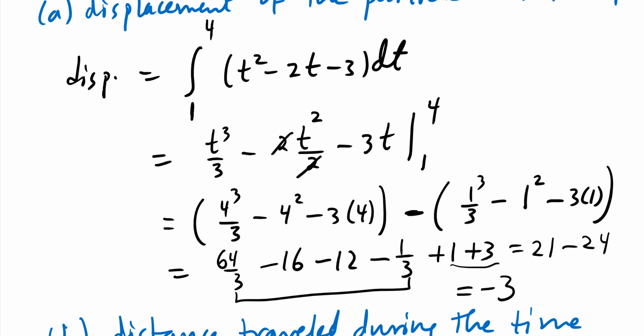The negative indicates that the particle moves 3 units, or 3 meters, toward the left from its original position. So the negative means to the left, the displacement went to the left. This means the answer, over that period of time from t equals 1 to 4, it moved 3 units or 3 meters to the left side.